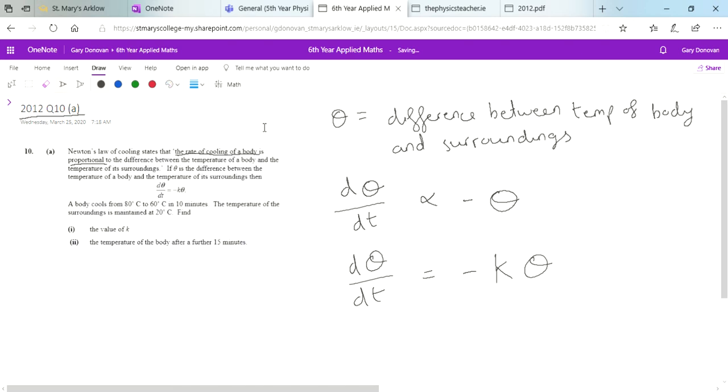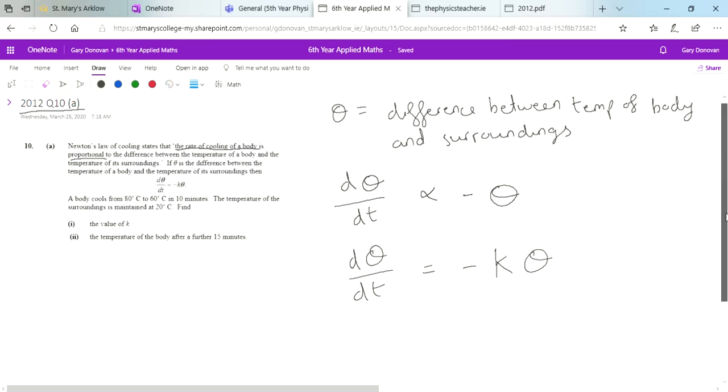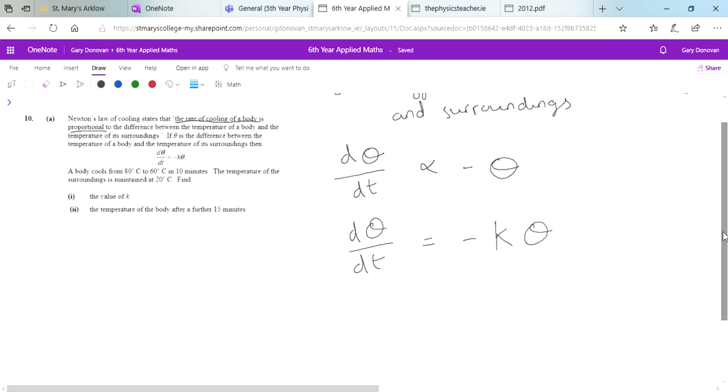A body cools from 80 degrees to 60 degrees in 10 minutes. The temperature of the surroundings is maintained at 20 degrees. Find 1, the value of k. So here's the little trick that most people would miss in this question. If a body cools from 80 to 60, lots of people would say, well, theta 1 will be 80 and theta 2 will be 60, our limits of integration.